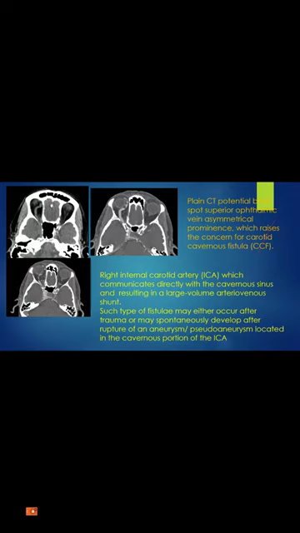Sometimes you might not be able to see it, but at least you can see the secondary signs of the CC fistula. Such a type of fistula may either occur after trauma or may spontaneously develop after rupture of an aneurysm or pseudoaneurysm located in the cavernous portion of the ICA.